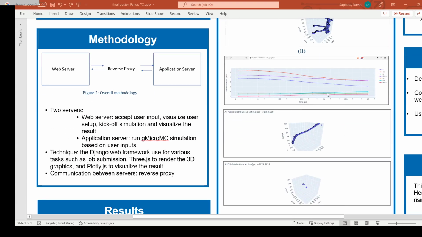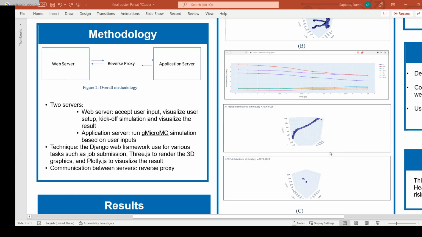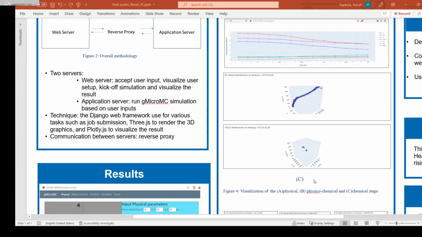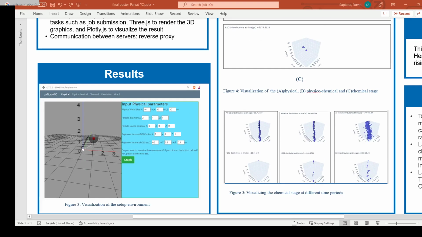These three figures show the visualization of the chemical states. Here the first graph shows the change in counts of different radicals per 100 eV of deposited energy as time progresses. Second is the visualization of all radical distribution at a certain time. Third also shows a similar visualization, but here we consider only one particle, which is hydrogen peroxide.